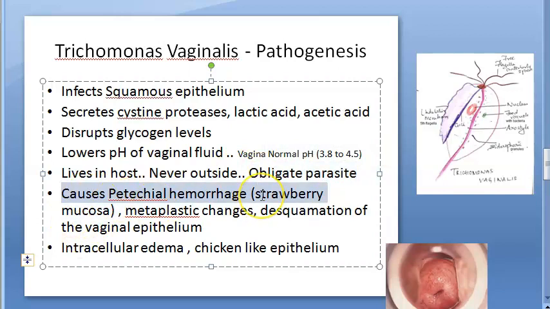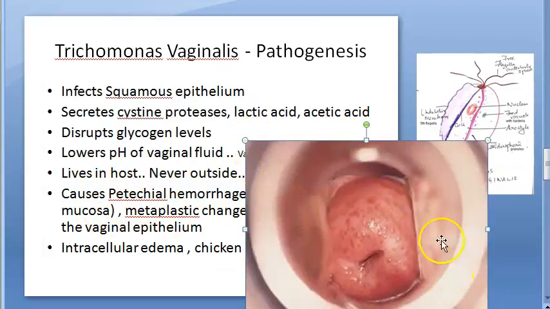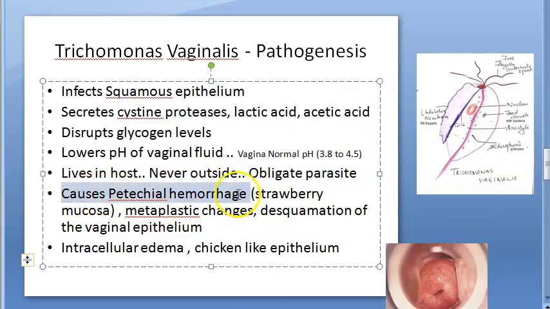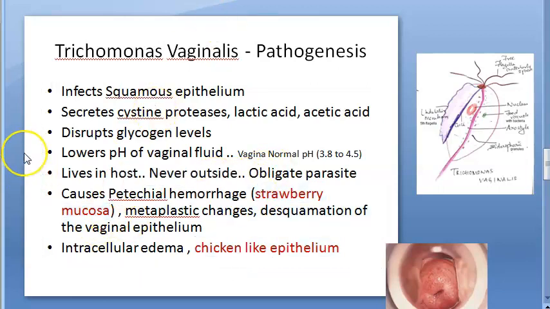These cause petechial hemorrhages, like strawberry mucosa. See, there's a photo here of the strawberry mucosa of the cervix. So they cause petechial hemorrhages, metaplastic changes, and desquamation of the vaginal epithelium. You know what metaplastic changes are, right? Like squamous can become columnar. They also cause intracellular edema, called chicken-like epithelium. Some strange words are there, like strawberry mucosa and chicken-like epithelium. That is what Trichomonas vaginalis will do. So we're done with the pathogenesis.